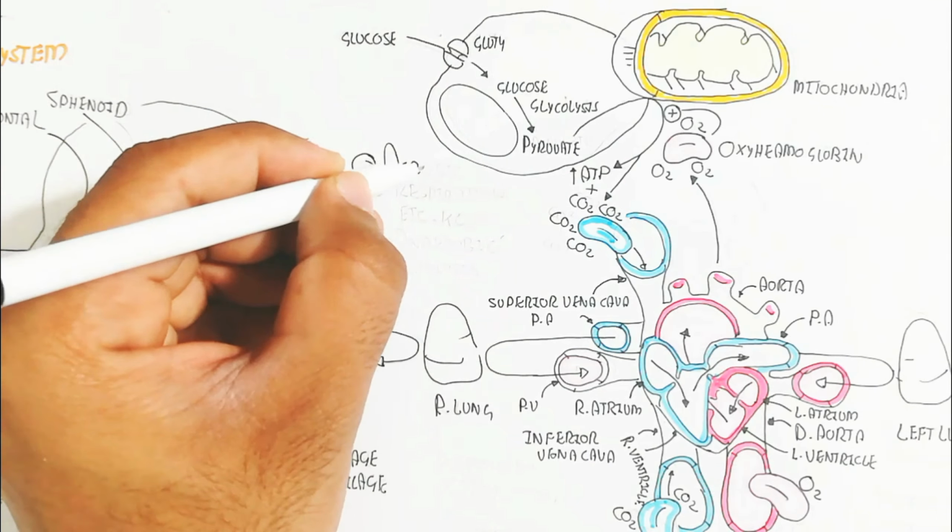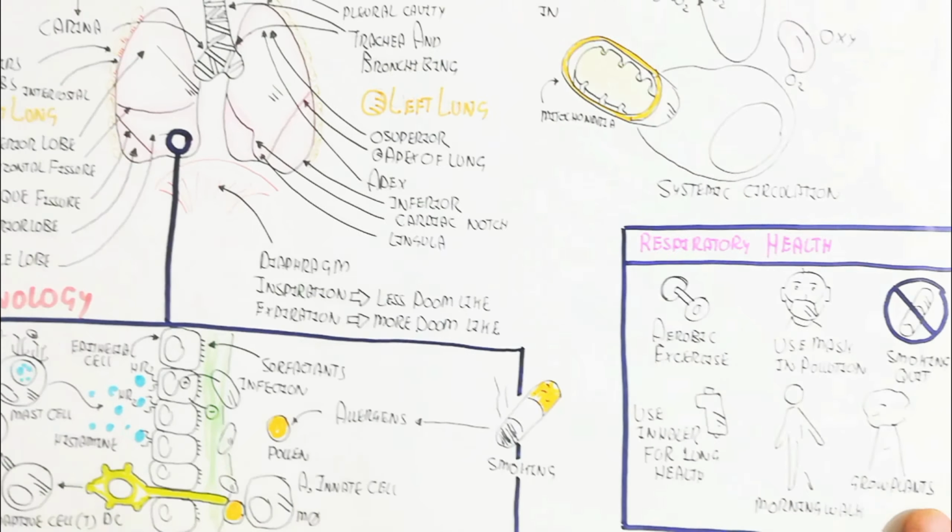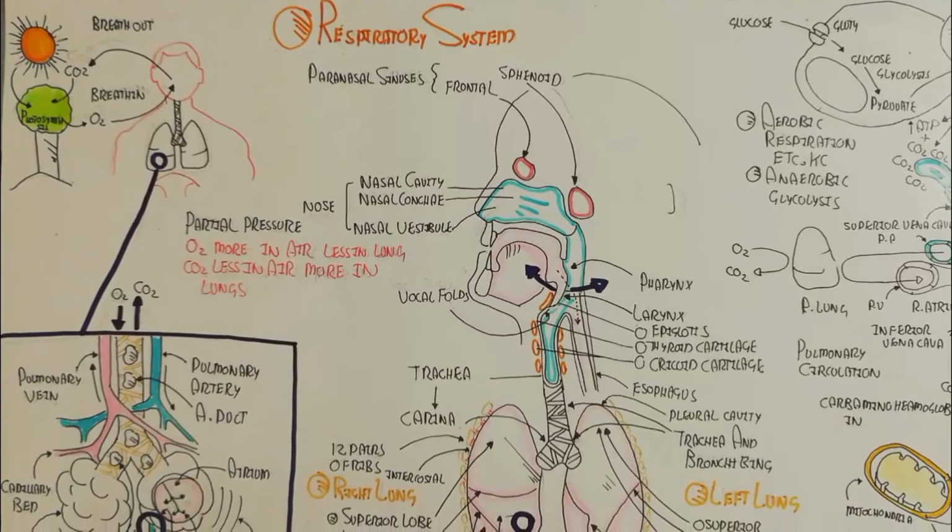For respiratory health, we can understand: quit smoking, use a mask in pollution, do aerobic exercise, use an inhaler for lung health, take a morning walk, and grow plants to increase oxygen for better respiration and aerobic respiration, to enhance the metabolic reactions and the metabolism.